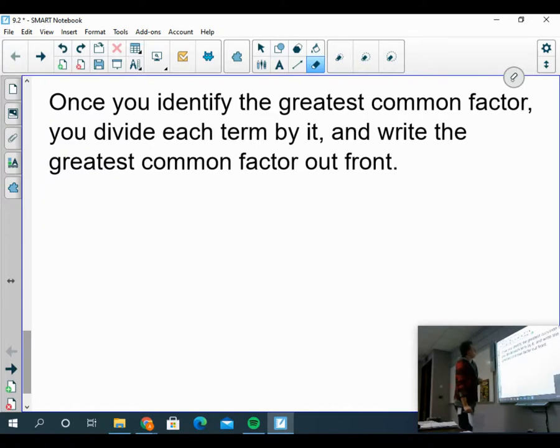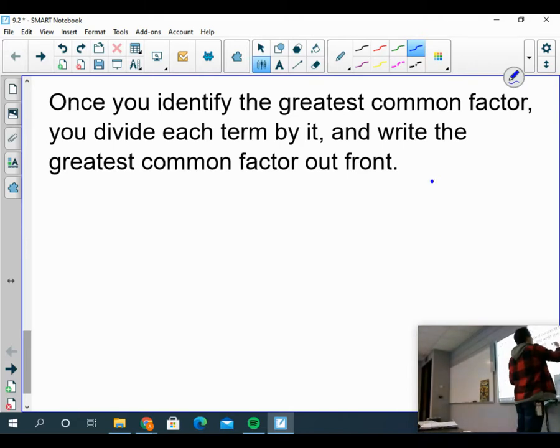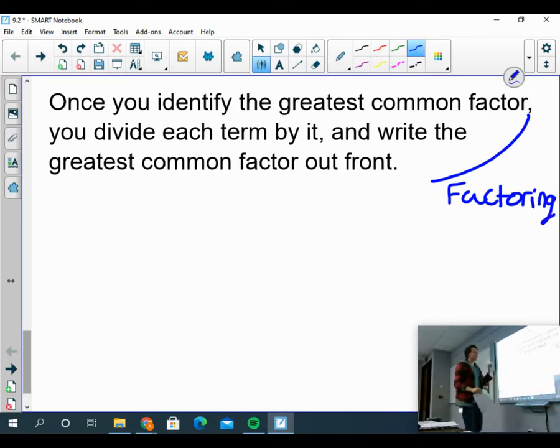So once we identify the greatest common factor, we are going to divide each term by it and write the greatest common factor out front. This is how we finish executing the process known as factoring. Again, why are we dividing? Well, it's the opposite of distributing. When you have something outside of the parentheses and you want to distribute it into the parentheses, you multiply each term by it. Factoring, we're identifying a greatest common factor, and we want to take it out front. We need to divide.